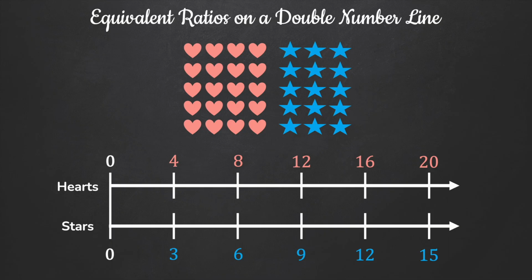We could also take our original ratio and multiply it by 2, by 3, by 4, by 5, and so forth, so that we could get equivalent ratios on this double number line. And that's it.